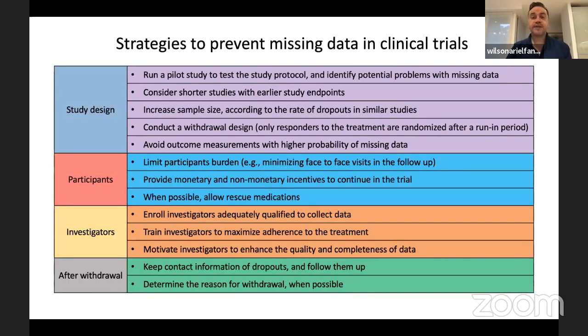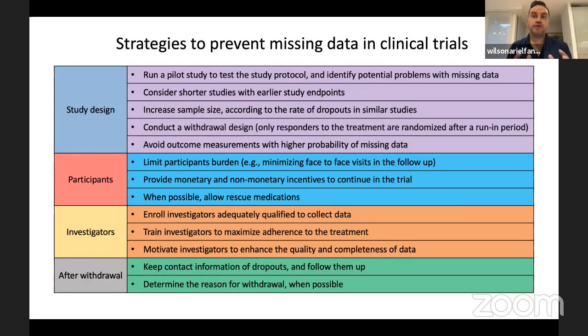So let's start with the prevention then. As I say, there are many ways to do this. We could classify this in terms of the study design, in terms of the participants, in terms of the investigators, and even after the patient drops out of the study, we can still do something. So in terms of the study design, for example, it would be a good idea to run a pilot study to test the study protocol and try to identify what the potential difficulties would be for your clinical trial.